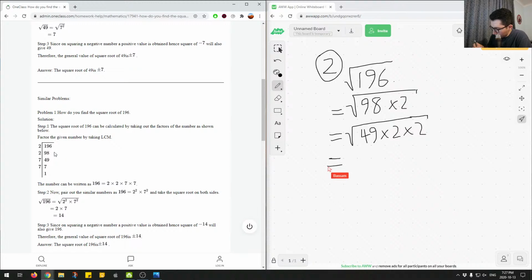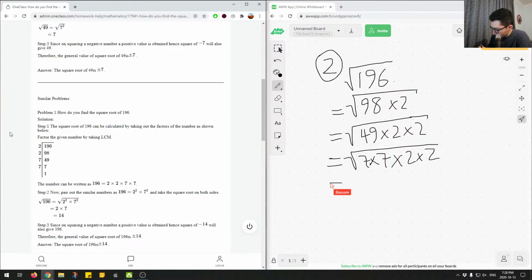We'll go on because we know 49, as we solved above, is, sorry, give me 1 second. Let me move this out of the way. Alright, so we know 7 times 7 is 49, and then we have the times 2 times 2.